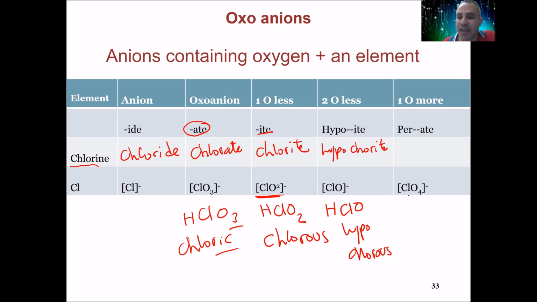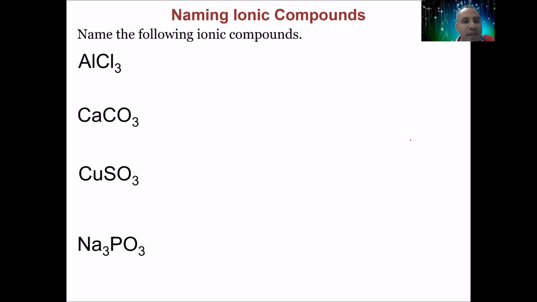And then if it has 1 oxygen more, the acid is going to be HClO4. 4 is 1 oxygen more in comparison to the reference chloric acid, so it's going to have a prefix of perchloric, and the corresponding anion is going to be perchlorate. So let's apply these rules to naming these compounds here.